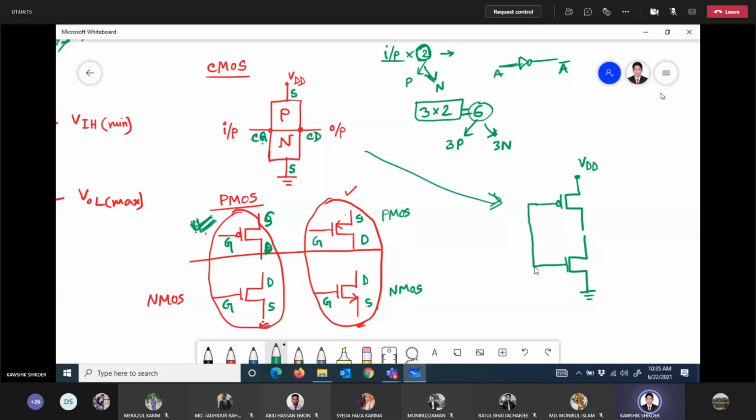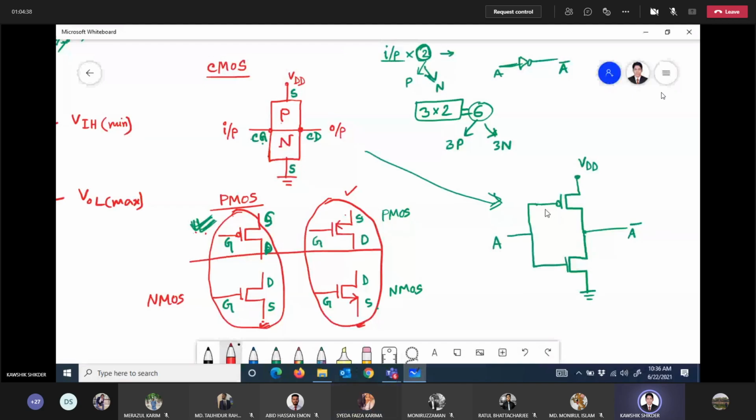And as you know, for an inverter only one input is there. So the common gate terminal is the input, and this one is the common drain terminal, the output. Is it okay? Yes, sir.